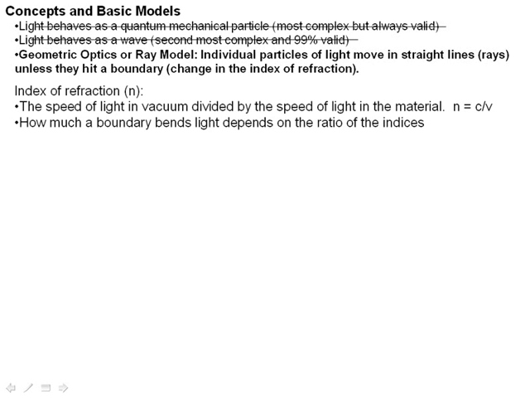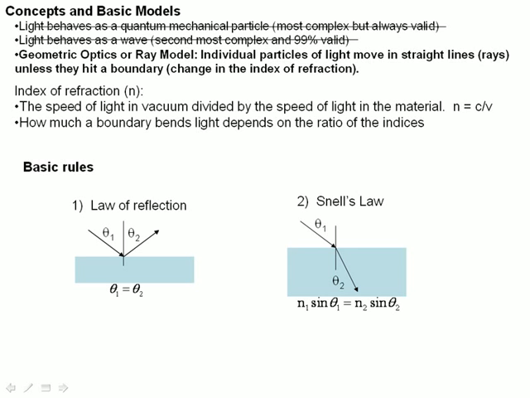Remember that the index of refraction can be defined a couple of ways. It's the speed of light in vacuum divided by the speed of light in material. And since light goes slower in materials, essentially an index of refraction is the ratio of these speeds. The higher the index, the slower the material goes. And, of course, because of Snell's law, it also is a measure of how much a boundary bends light. And the ratio of the indices, with some signs thrown in, determines that.